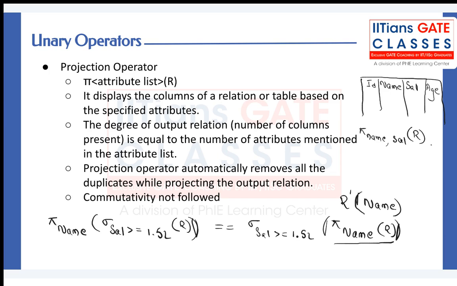What is missing in the projection operation? You are just getting the name. What else do you want such that you can apply the sigma? The salary. So if I write here name comma salary, now is this correct? Still no. Read the third point in projection operation. Does projection operation keep the duplicates or remove the duplicates?